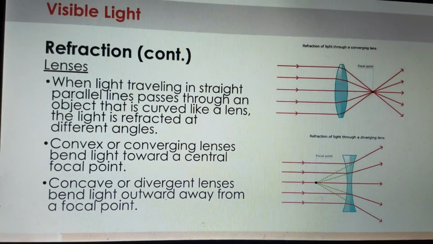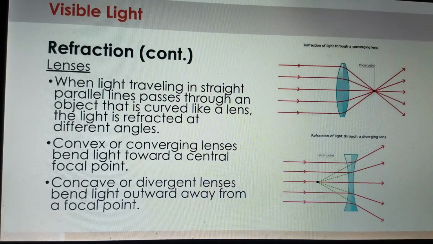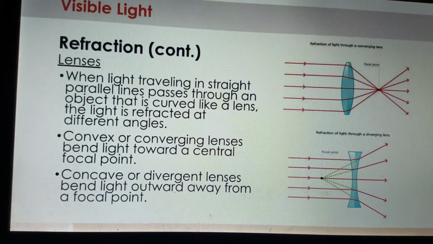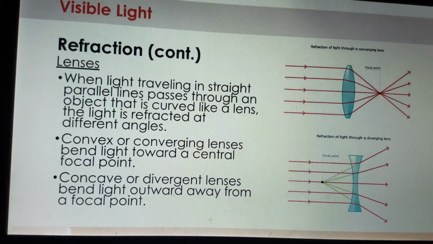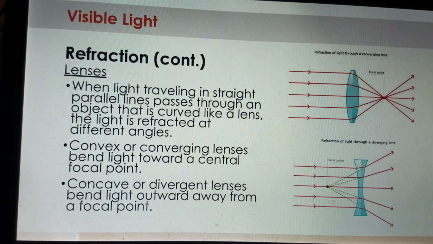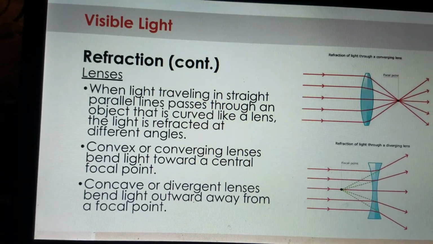So you can have a convex or a concave lens. And depending on whether you have a convex or a concave lens, the light is going to be bent towards a central focal point or outward. And like I said, we'll be going more in depth into lenses next week as we continue our unit.